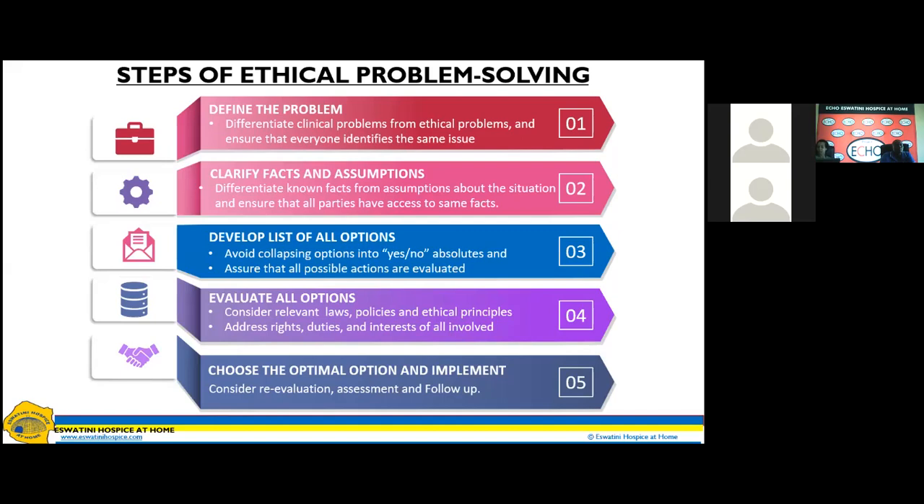Here we should consider re-evaluation. We should assess and follow up. And if this step fails, don't be shy, don't be afraid to go back and start afresh in defining the problem. You clarify, you develop a list of options, evaluate again all the options, and choose the options and implement.